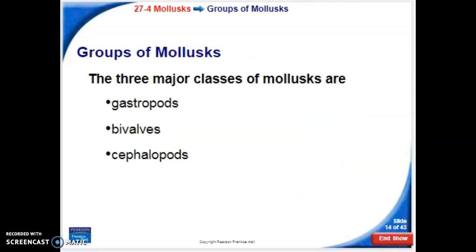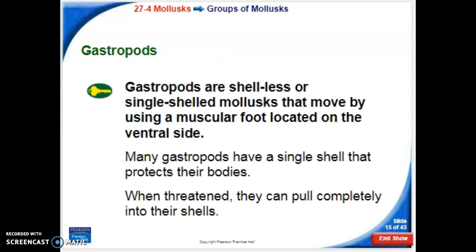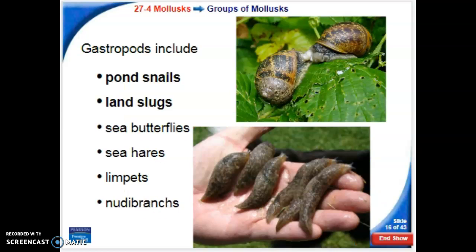So we talked about the different types of mollusks. The major classes are the gastropod, the bivalve, and the cephalopod. A gastropod is either going to be shell-less or have one single shell, such as the snails and things like that. The single shell is there to protect their bodies, and when they're threatened, they can pull in, just like I said, the snail. A pond snail is an example of a gastropod. You also have the slugs that are gastropods, and then there are some other examples of a gastropod.